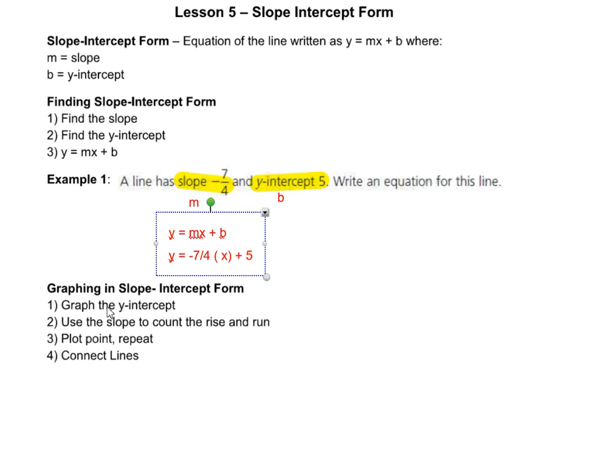Now that's if you're given a slope and an intercept, you can write an equation using mx plus b form. Now, if I'm graphing in slope-intercept form, it means that I'm being given the equation and I'm trying to make a graph from that equation. So the first thing you're going to do is graph your b value, your y-intercept. You're going to use your slope to count your rise and your run and plot those 2 points, going up or down. Then you use a straight edge to connect your dots to create a line.